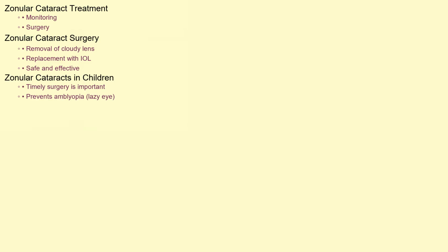If the cataract is small and doesn't significantly impair vision, regular monitoring may be all that's needed. However, if the cataract is causing significant visual impairment, surgery is typically recommended. Cataract surgery involves removing the cloudy lens and replacing it with an artificial lens called an intraocular lens, or IOL. This is a safe and effective procedure that can significantly improve vision. In children, the timing of surgery is particularly important to prevent amblyopia, also known as lazy eye, from developing.